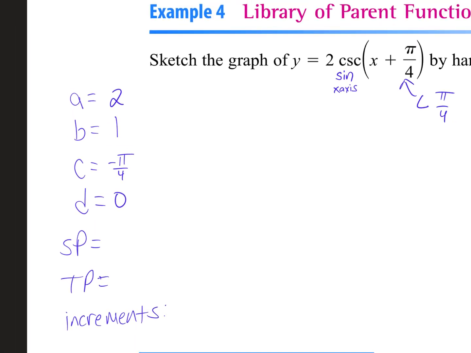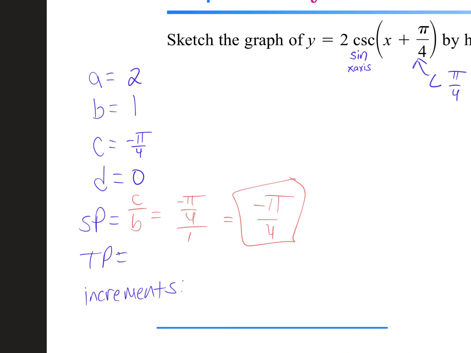So now the most important information we can find right now is our starting point, our time period, then our increment. How do we find the starting point again? C over B. My C value is negative pi over 4. My B value is 1. So I'm starting at negative pi over 4. Everybody with me? Okay, my time period. Remind me again how to find time period. It's 2 pi divided by B, right? So it's 2 pi divided by 1, which is 2 pi.